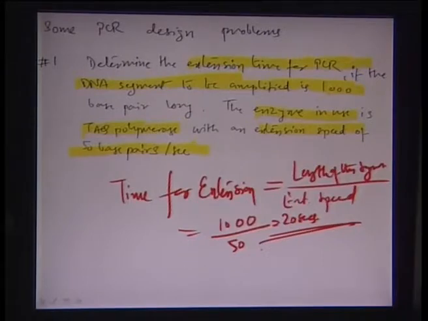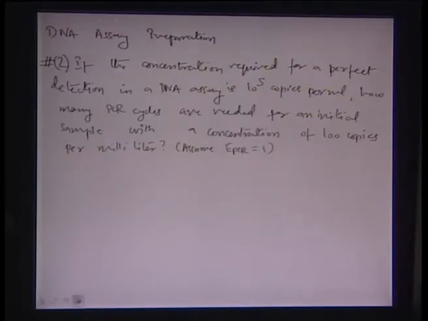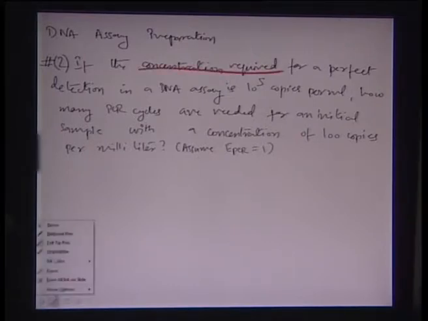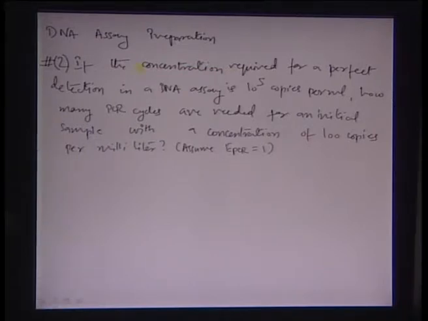Now let's do another example wherein we are suggested the concentration that is required. The concentration required for a perfect detection in a DNA assay is about 10 to the power 5 copies. So this is what the final concentration of the PCR reaction should be, and that is per mL of the sample.